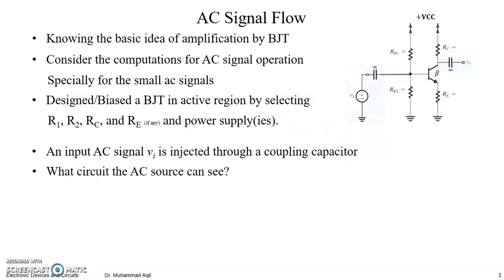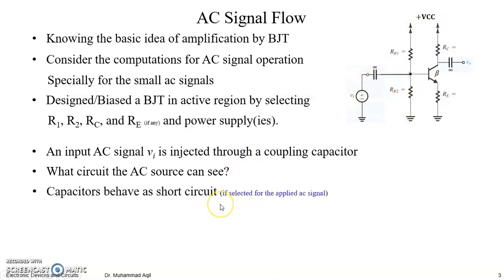So what circuit can the AC source see? As we can see, the DC source can see these resistances and all these junctions, right? And it cannot see this source as a load because of this capacitor. This capacitor behaves as an open circuit for the DC source. Same is the case for this capacitor, right? So how about the AC input signal? What circuit is it seeing? We have to see that first. So we are going to find the AC equivalent circuit that this source is seeing.